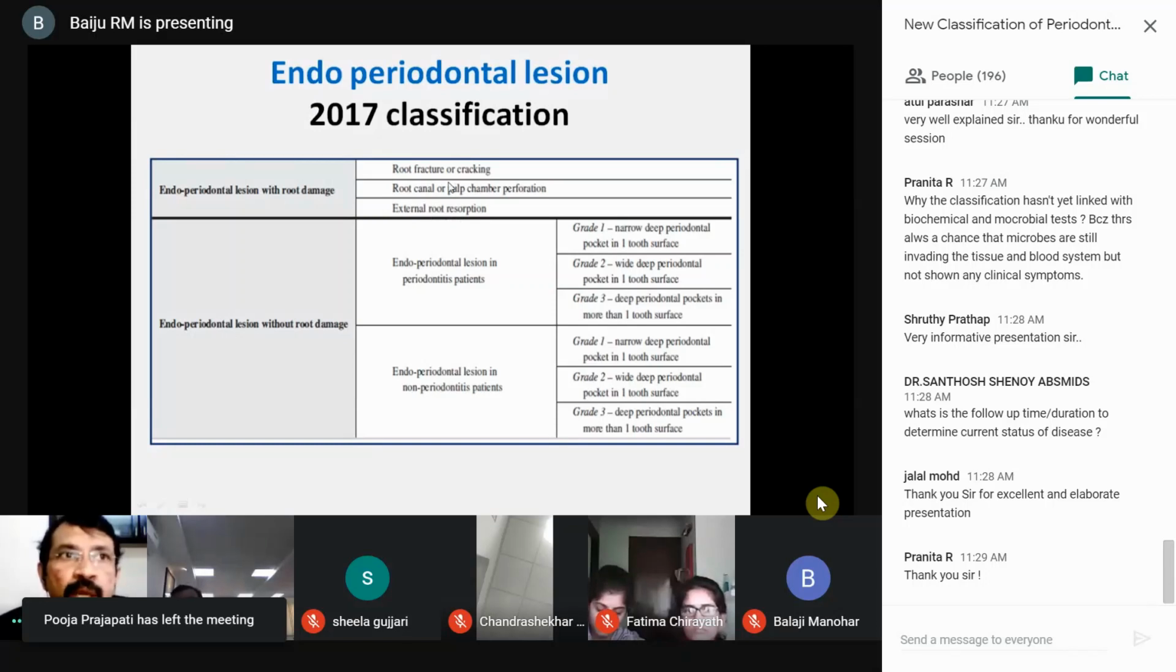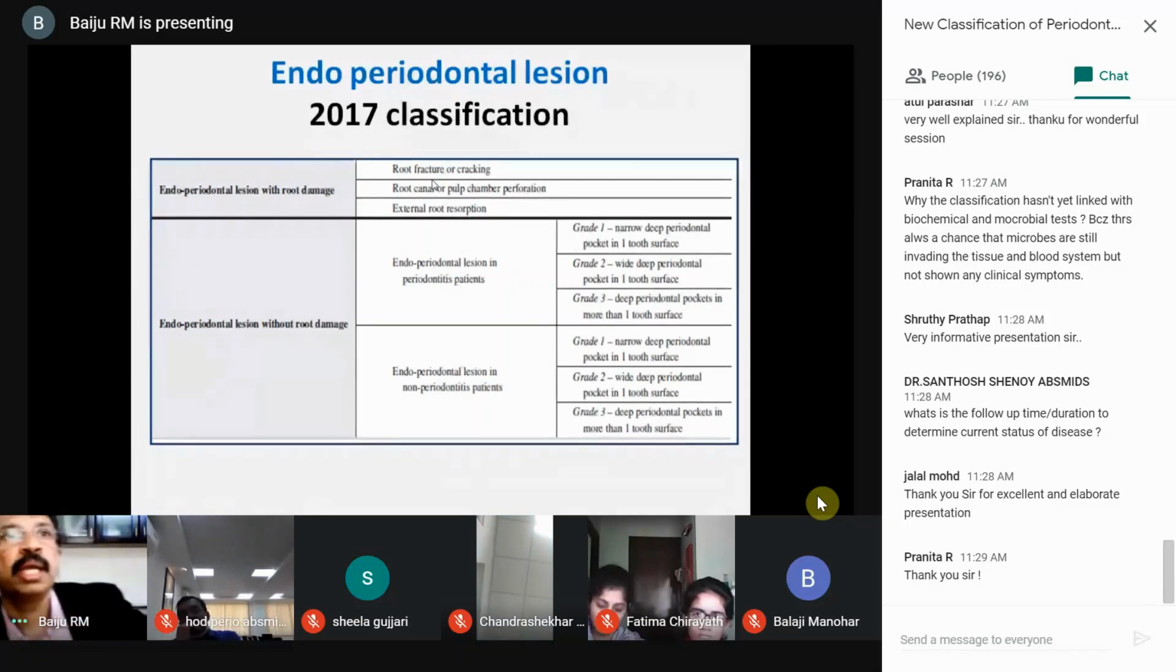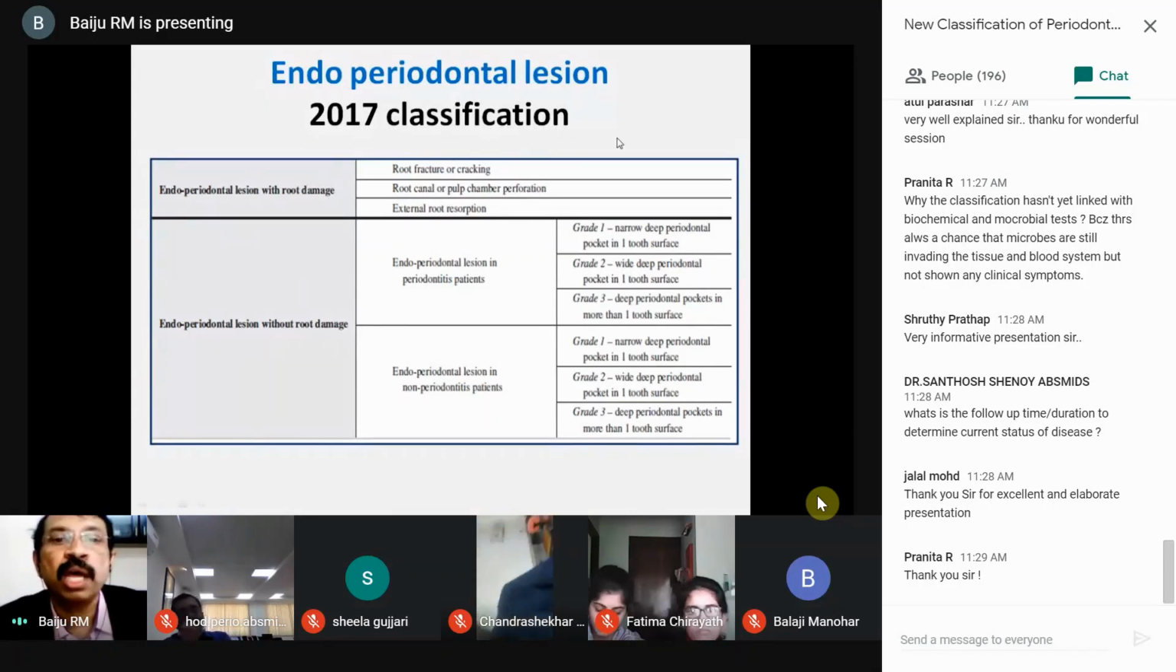So you can know this either by clinical means. Sometimes you need radiographs, sometimes you need transillumination to find out cracks, and sometimes you even need CBCT, especially if you want to diagnose resorptions, especially in the buccal aspect. So depending upon the situation, you go in for investigations to find out any root damage. If you find any of the three conditions responsible for the root damage, then the diagnosis is endo-periodontal lesion with root damage.